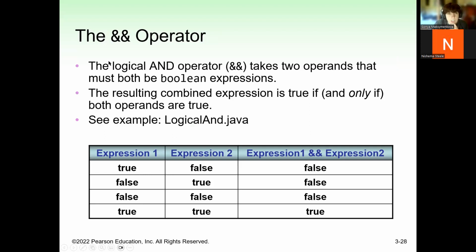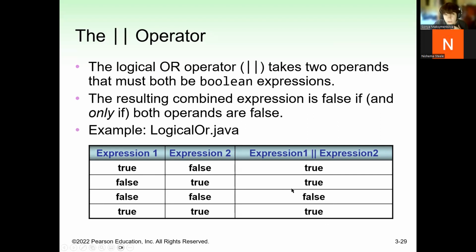As you can see here, this is the table for the AND operator. If our first expression evaluates to true and second to false, then it's going to be false. If we switch those, false and true evaluates to false, false and false evaluates to false, and true and true evaluates to true. Only if both of the expressions are true will your big expression evaluate to true.